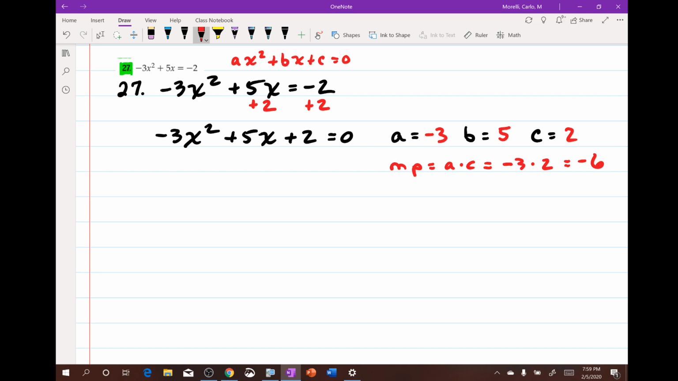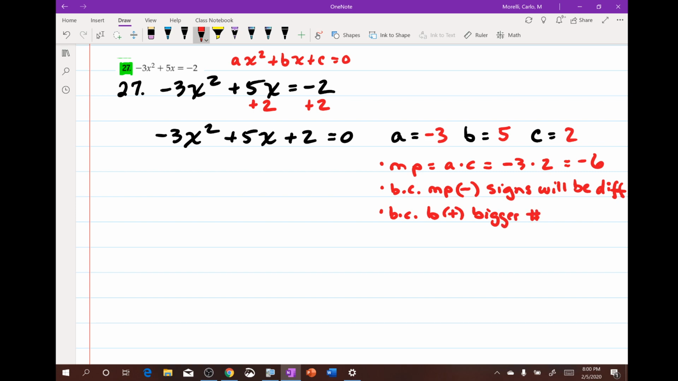Now, because the master product is a negative number, we know that the signs of our factors will be different. So this might present a little bit of a challenge for us. Now, let's look at the B value. Because B is a positive number, the bigger number will be positive. Okay, so let's keep all that in mind as we do our trick.